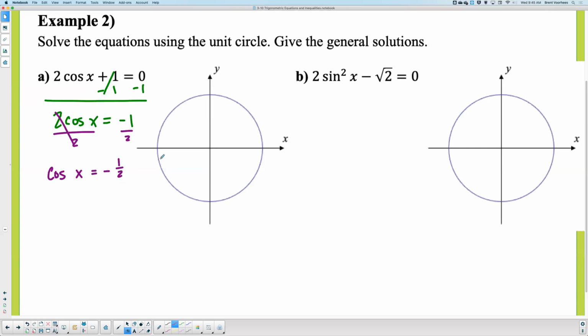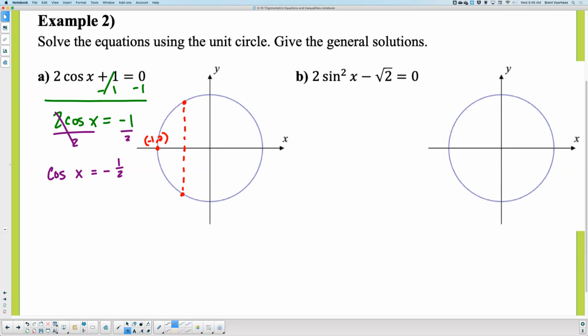Where do I have a -1/2? Well, on a unit circle, this is the point. Go ahead and label this: this is -1, 0. Where is the x -1/2? Well, exactly halfway in between. Our 2 answers are going to come when we have an x at -1/2. That's -1/2 right there. So we will have 2 answers at these 2 locations.